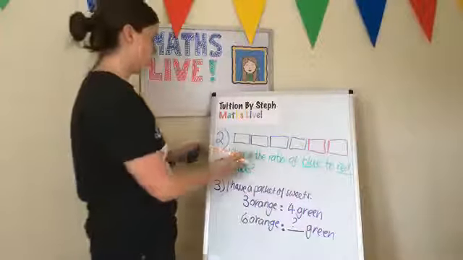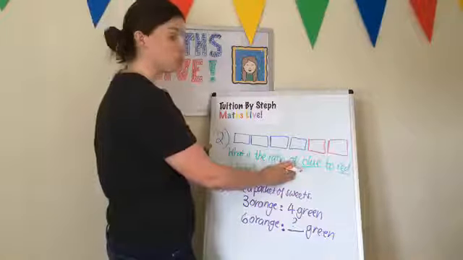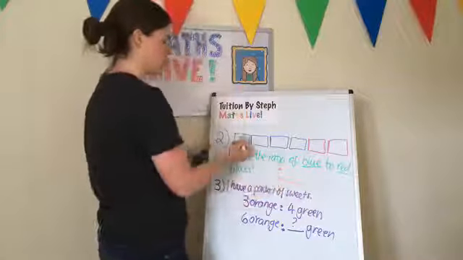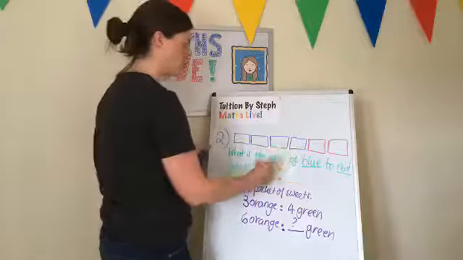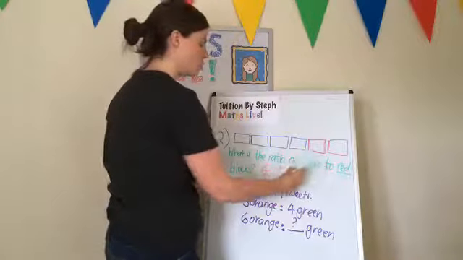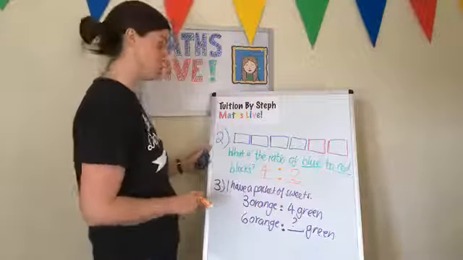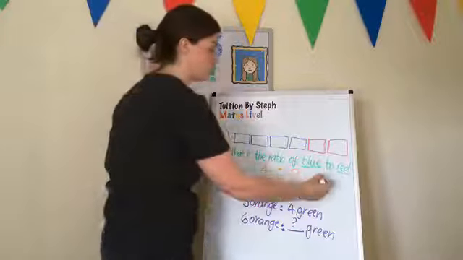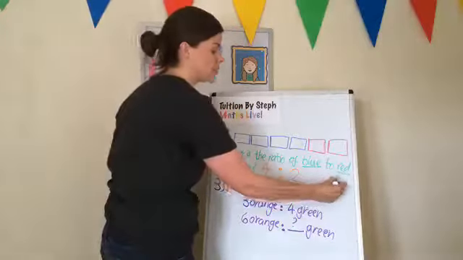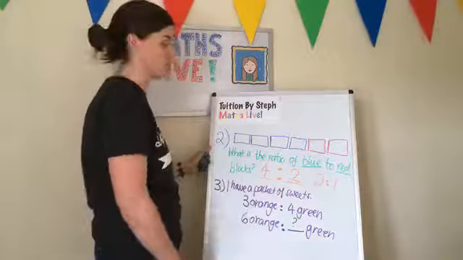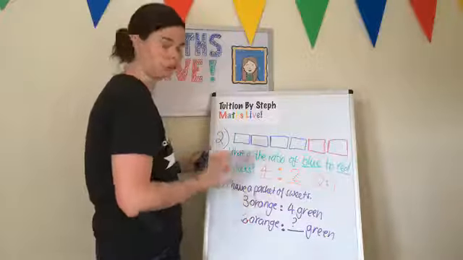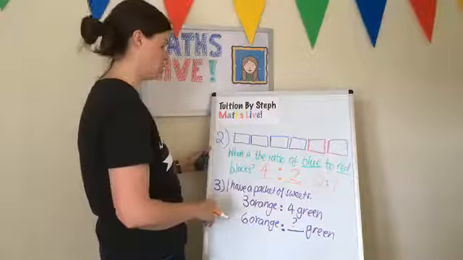Okay, time for a new pen colour, I think. So, question 1 was, what is the ratio of blue to red? There were 1, 2, 3, 4 blue blocks, and there were 2 red blocks, so the ratio is 4 to 2. That can actually be simplified to 2 to 1. You can simplify ratios just like you can fractions. So for every 2 blue blocks, there's 1 red block. But the answer I was looking for was 4 to 2.